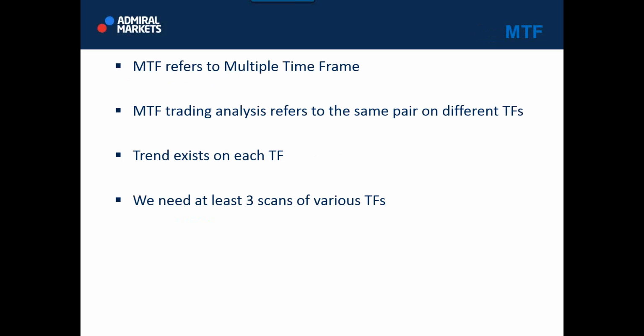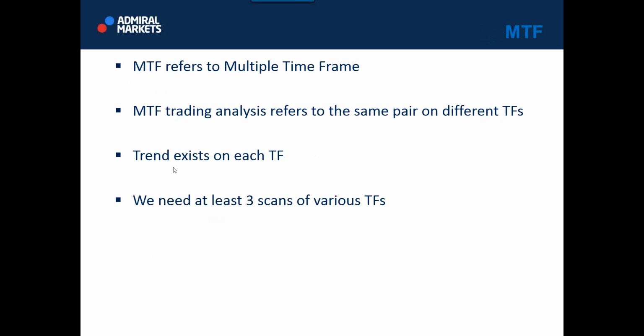So MTF refers to multiple time frame, and if you want to use multiple time frame, you need to align the momentum and you need to align the trend, because if there is a trend, there is momentum. Then if there is momentum, there should be a loss of momentum for a retracement, unless we are doing a breakout trade. I will explain that in detail. So multiple time frame trading analysis refers to the same pair on different time frames. Okay?